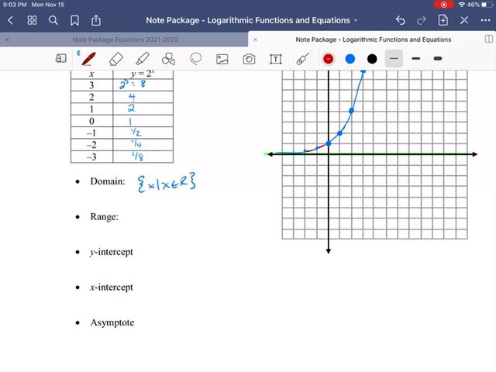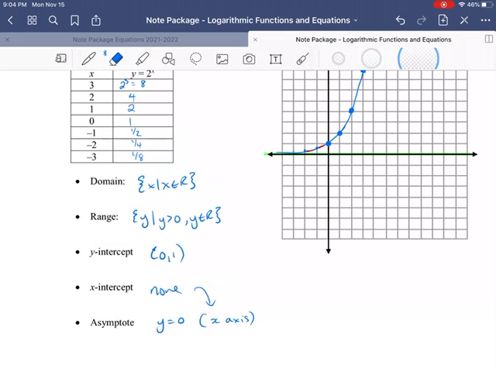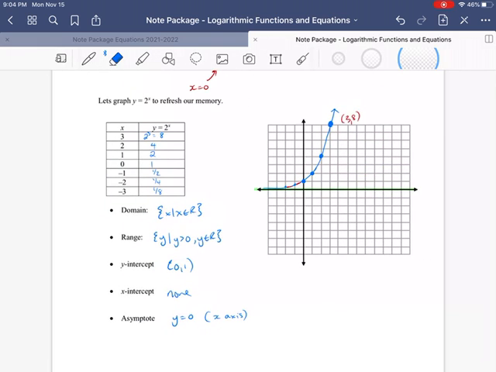So the range, remember we said there's a horizontal asymptote at y equals 0, which is the x-axis. So the range is everything that's above the x-axis. So it's going to be y such that y is greater than 0, and y is an element of the real number system. The y-intercept is (0, 1), and there is no x-intercept, and that's because of the horizontal asymptote. Okay, so the horizontal asymptote tells us some information there.